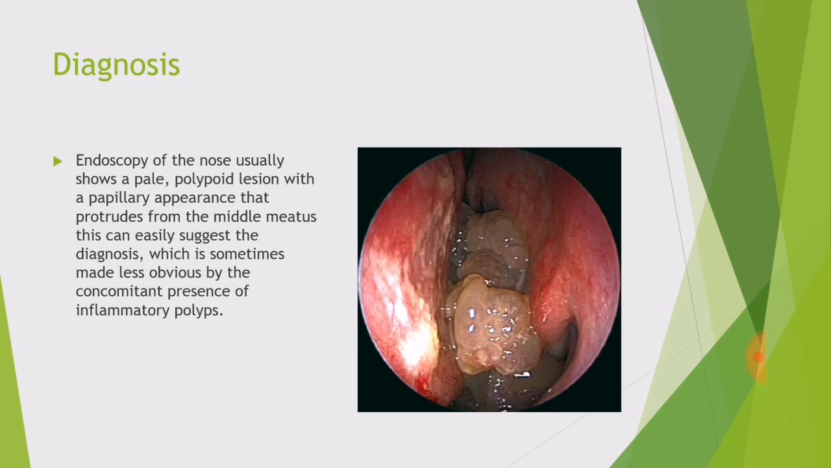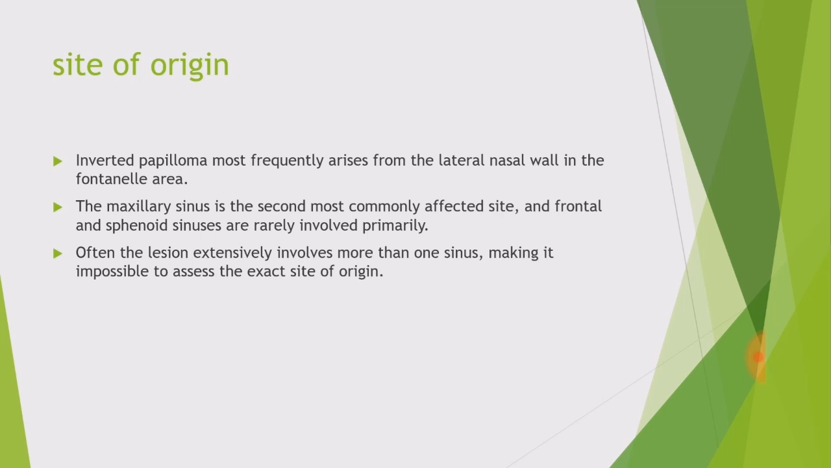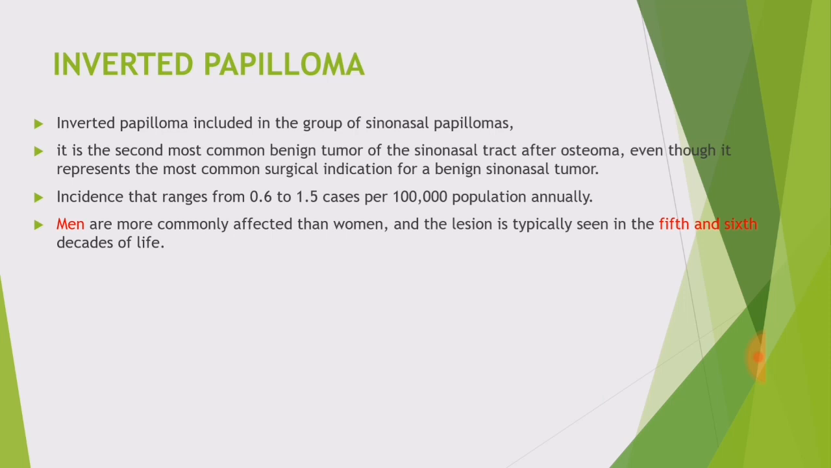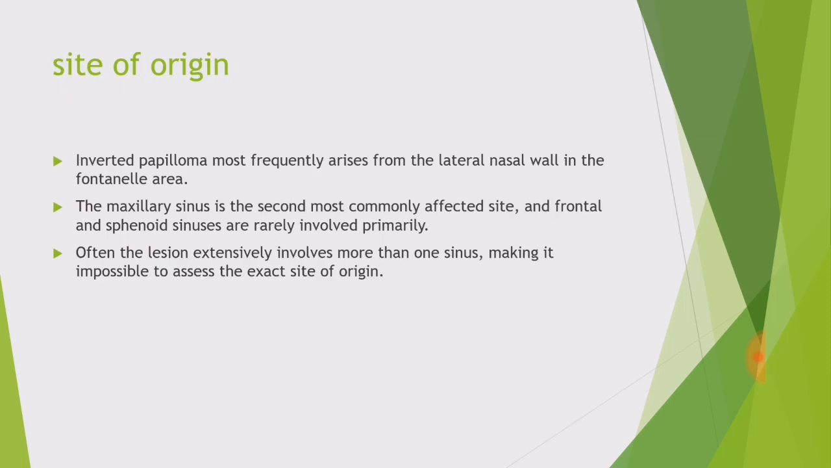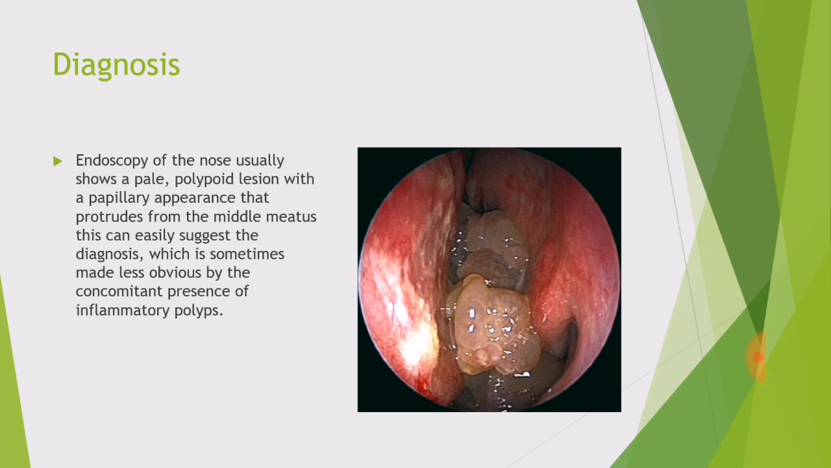Okay, so human papilloma virus is thought to be responsible as one of the causative factors of this inverted papilloma, and clinically men are affected more than women, and typically the age group is between 40 to 70 years. Mostly it is always unilateral, presents with nasal obstruction, discharge, and epistaxis, and it can also invade the sinus and the orbit.